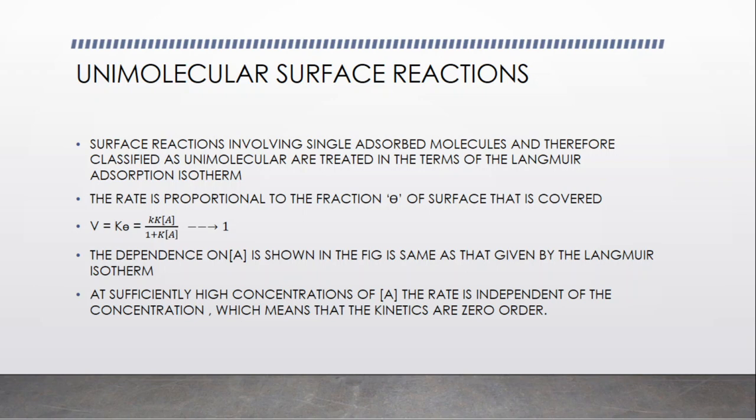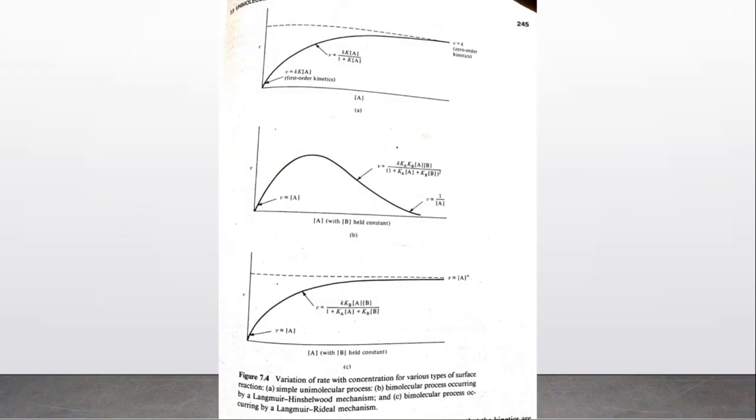Here the rate will be equal to the constant K into the fraction of the molecules which is going to be adsorbed, that is theta, and that will be equal to K into Ka times the concentration of A, divided by 1 plus Ka into the concentration of A. The dependence on the concentration of A is given in the next slide. At sufficiently high concentration of A, the rate is independent of concentration, which means the kinetics are of zero order.